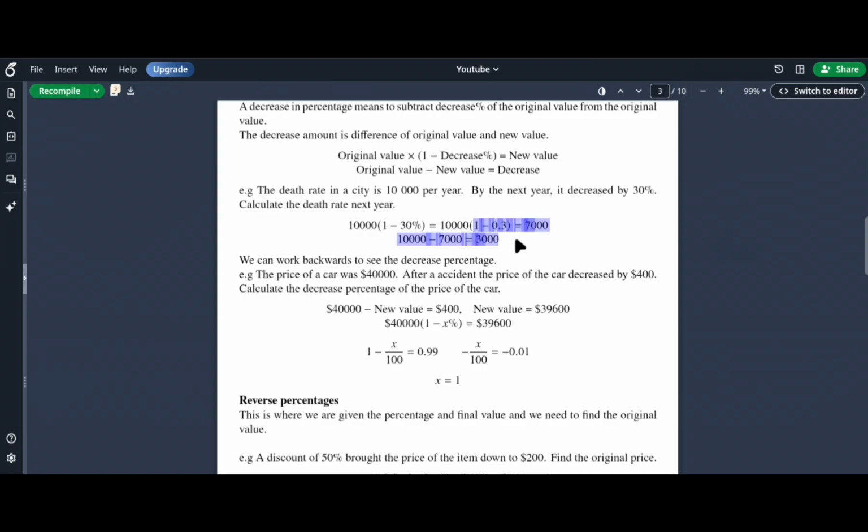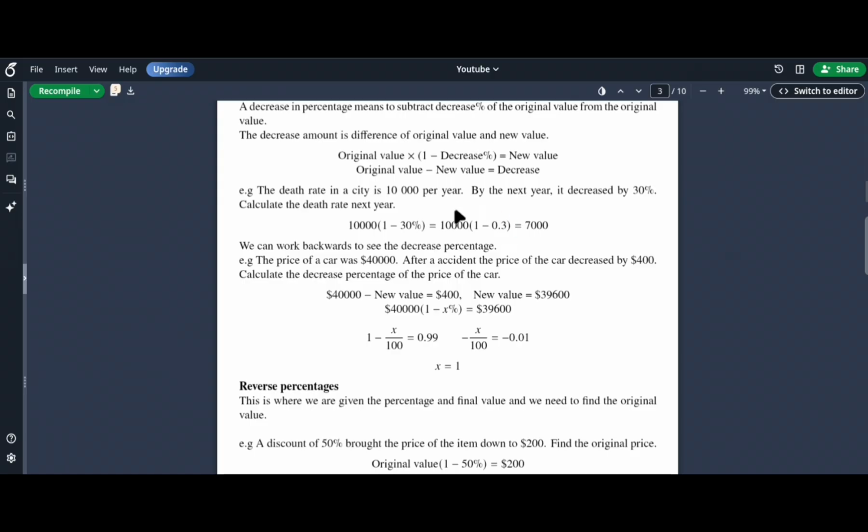So we see that the death rate of the next... oh no, we have to do this. Bruh. You guys saw nothing.